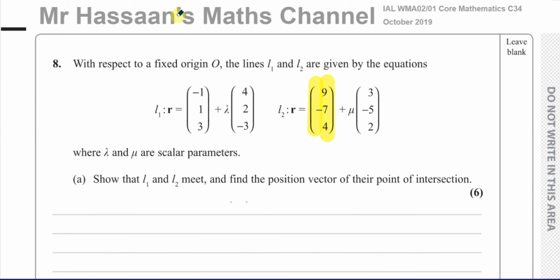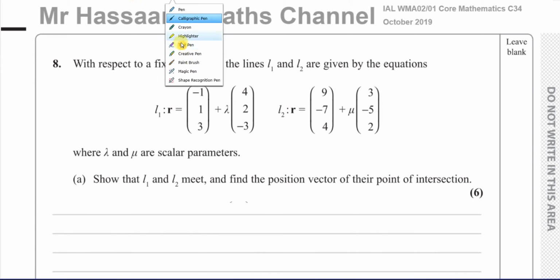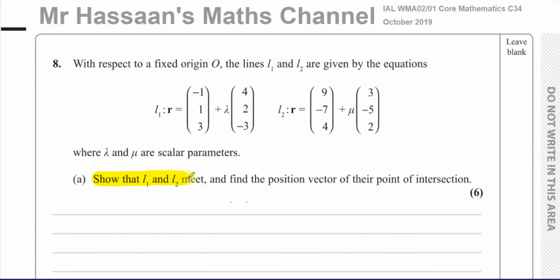We have to first prove that they intersect. We're not told that they intersect. We have to show that they intersect. That's the first thing, so we can't assume that they do. We have to show that they do. And once we've shown that they do, then we have to find the point at which they intersect.